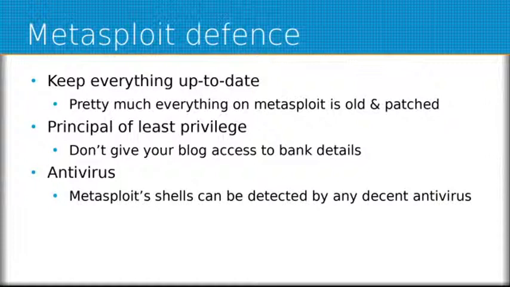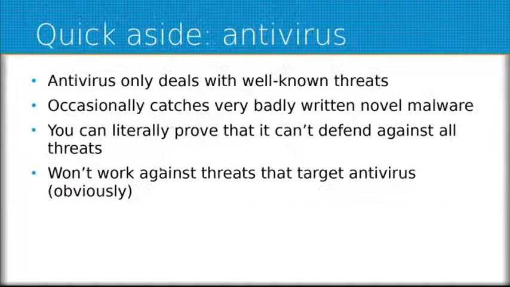Anyway, the last way of protecting against Metasploit, because it's so widely used, especially its shells, is, and this is the only time you're going to hear me recommend this, antivirus. It's a commonly used attack, therefore it's probably under an antivirus watch list. Let's do an antivirus rant. Antivirus only deals with well-known threats, so Metasploit reverse shells are commonly known, their signatures can be easily traced. You just have something that scans through your memory looking for the word Metasploit. It's a bit more complicated than that, but not much.